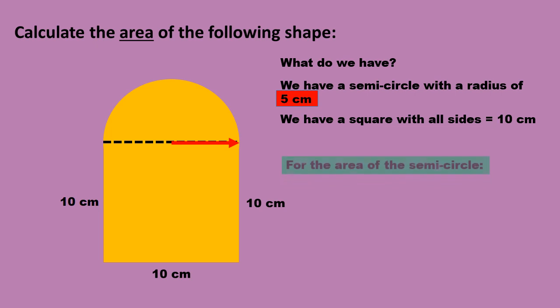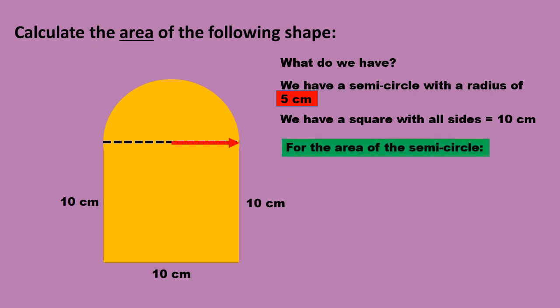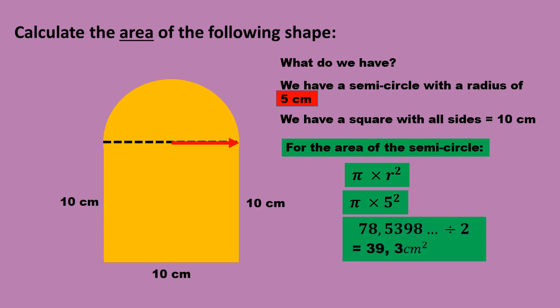Cool, let's start. Okay, so for the area of the semicircle, we know now the formula for a full circle is pi r squared. So we put in our radius, which is 5. Please remember the answer we got there is for a full circle. So to get a half circle, you just divide by 2.